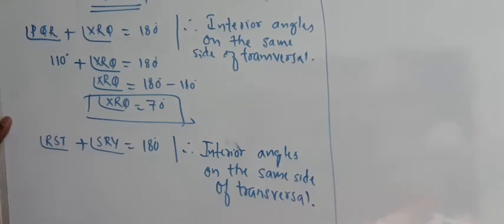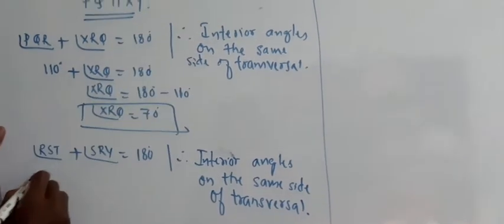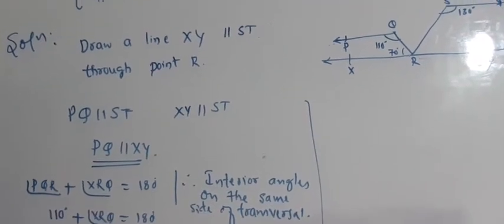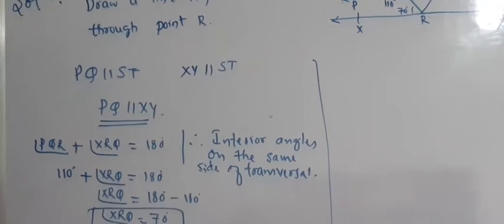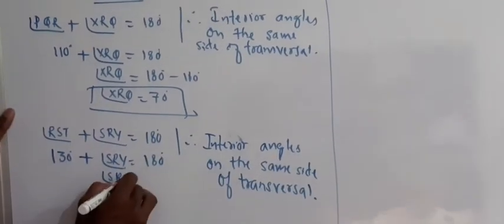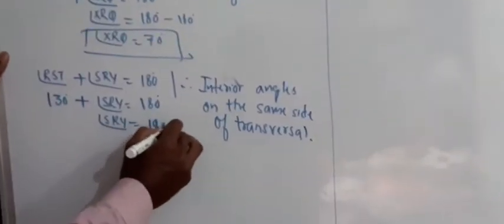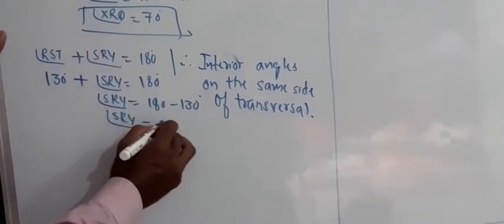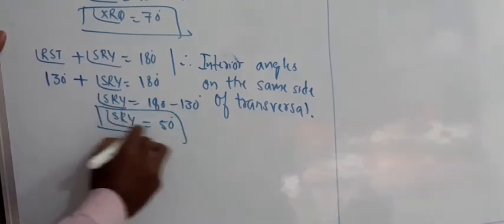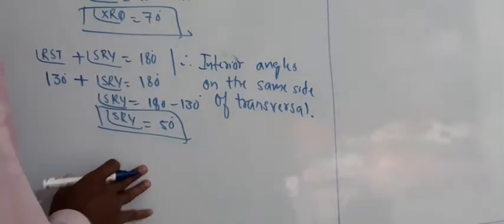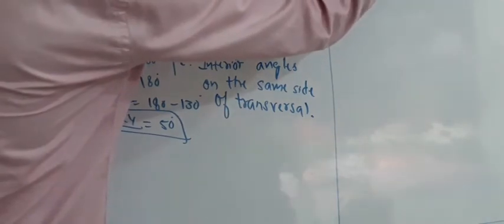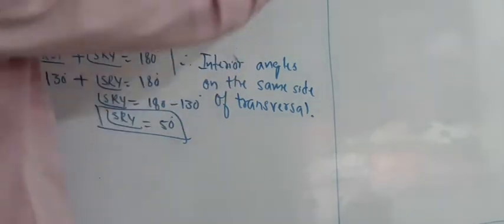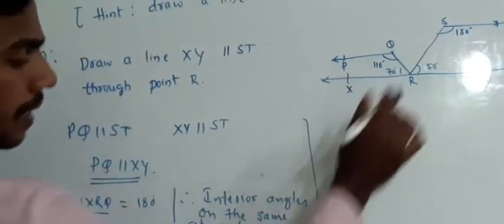See, what is RST? 130 degrees. What is SRY? We don't know. We need to calculate it, and the sum is equal to 180 degrees. Angle SRY is equal to 180 degrees minus 130 degrees, which is 50 degrees. Now I know this. This will be equal to 50 degrees. What we need to calculate is QRS.